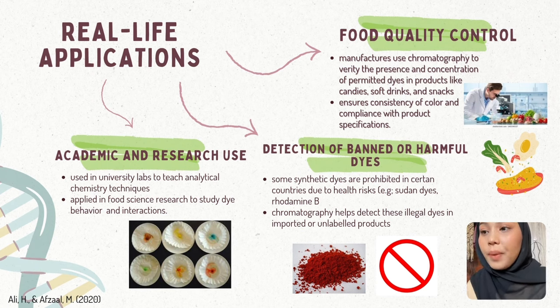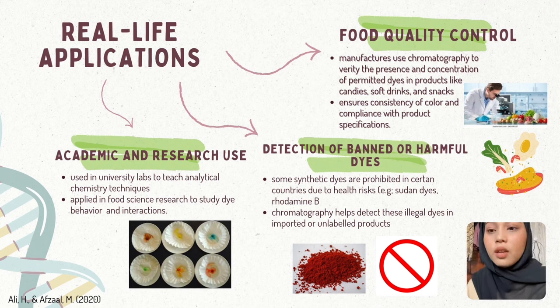Next is detection of banned or harmful dyes. Some dyes, such as Sudan dyes or Rhodamine B, are banned in certain countries due to health risks. Chromatography is a powerful tool that helps authorities detect these illegal dyes, especially in imported or unlabeled food items. Lastly, we have academic and research use.